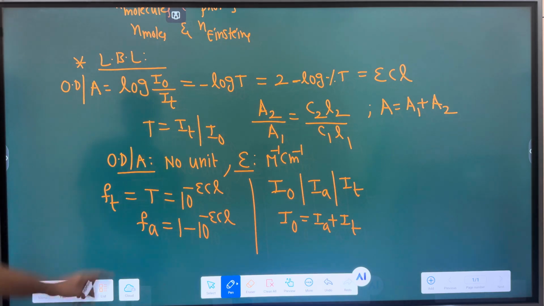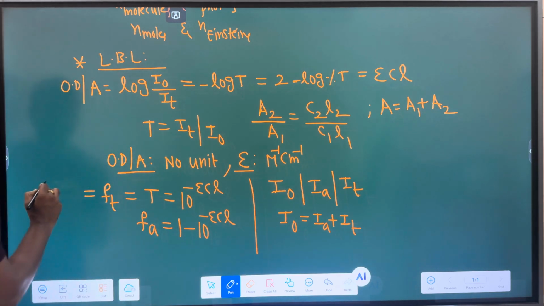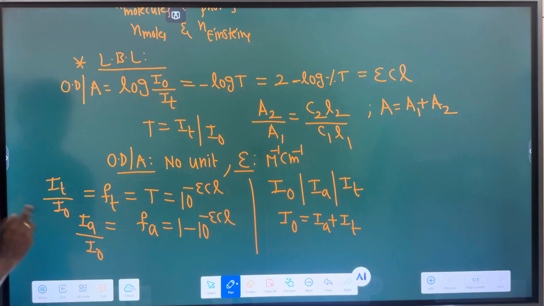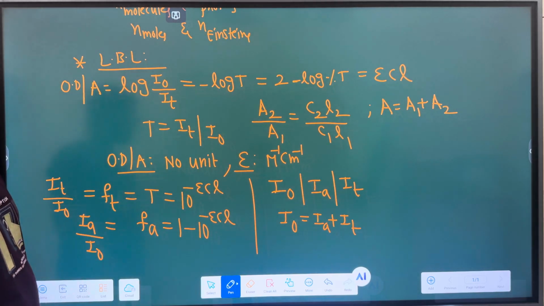So the fraction of transmitted radiation is IT by I naught, and the fraction of absorbed radiation is IA by I naught. If you add these two, what will we get? We will always get 1. FA plus FT value is 1.